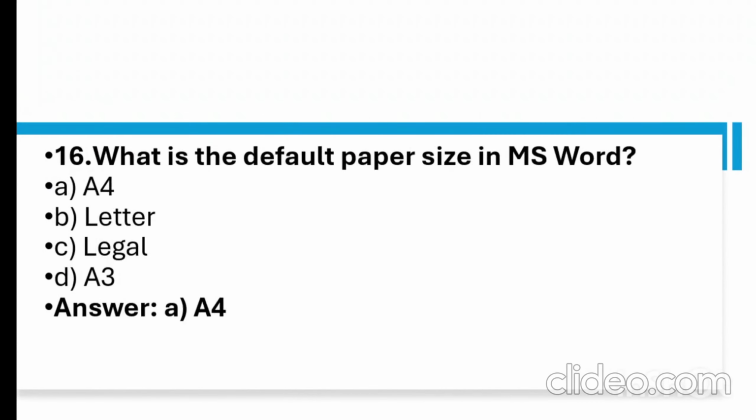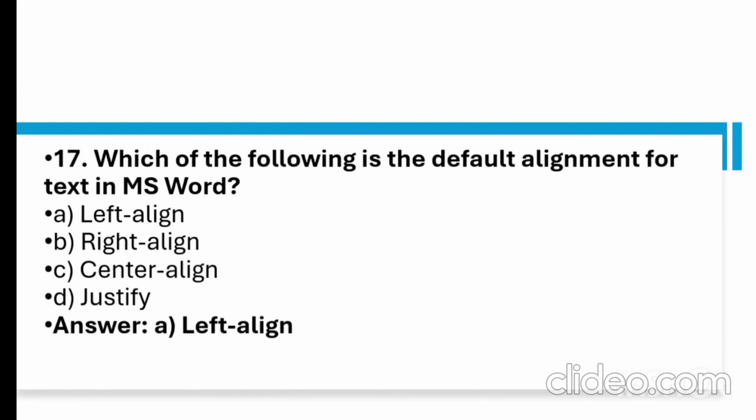Question number 16. What's the default paper size in MS Word? Options are A. A4, B. Letter, C. Legal, or D. A3. So the correct answer is A. A4.